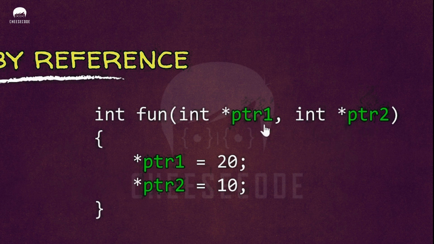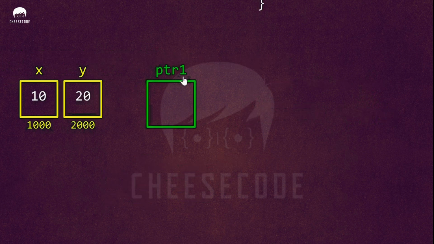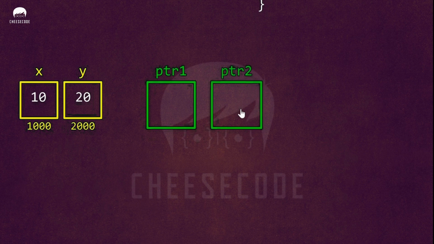Pointers are those variables which can store addresses of other variables. This is the way you declare a pointer. We'll talk about pointers later in greater detail, but right now it is important for us to know that pointers are those variables which can store addresses. Let me declare these pointers over here. This is ptr1 and here is ptr2.